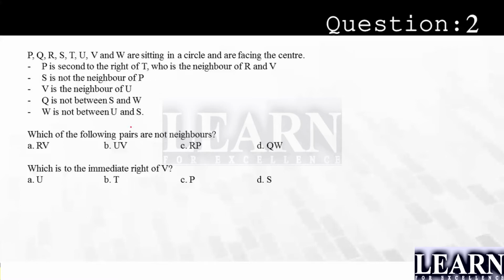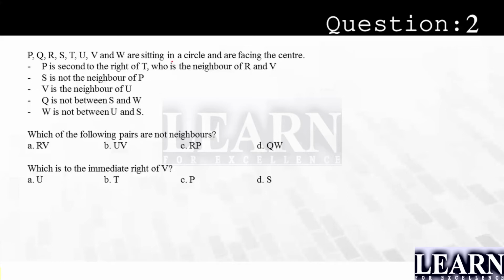So next, they have given some statements here. P is second to the right of T, who is the neighbor of R and V. S is not the neighbor of P. V is the neighbor of U. Q is not between S and W. W is not between U and S. So let's try solving this.